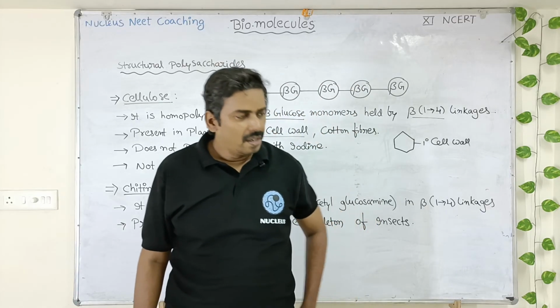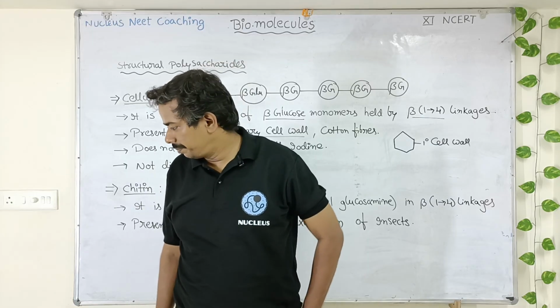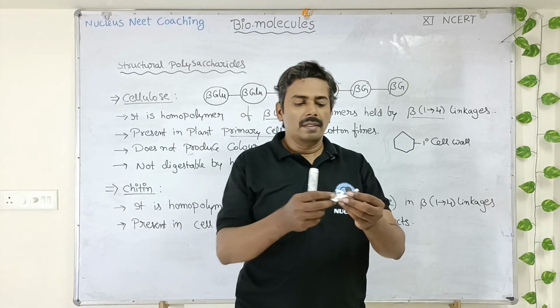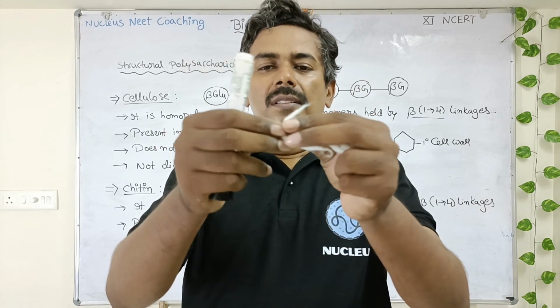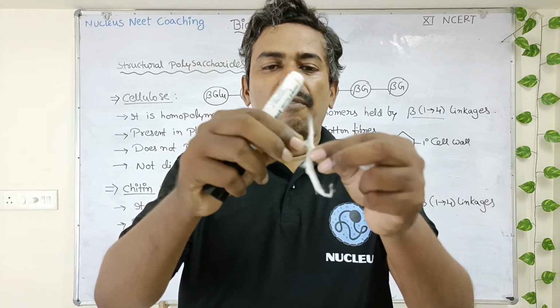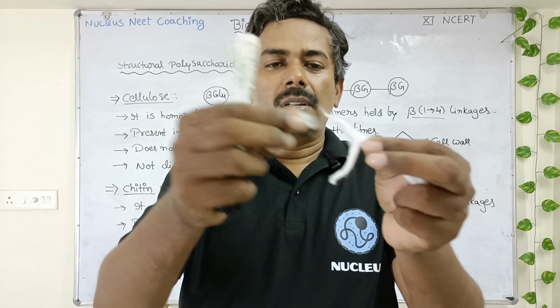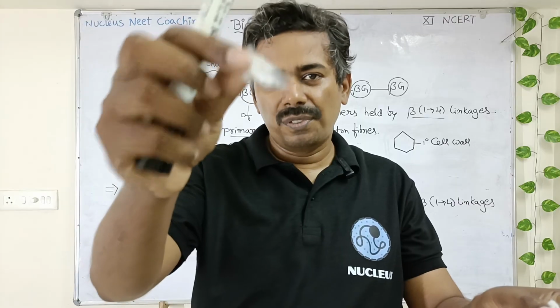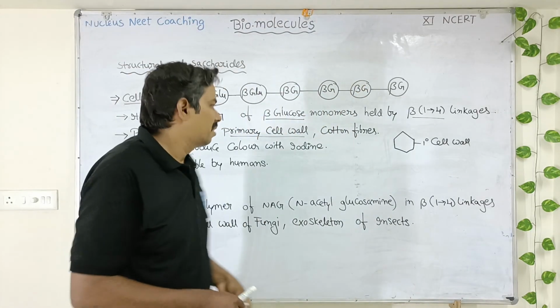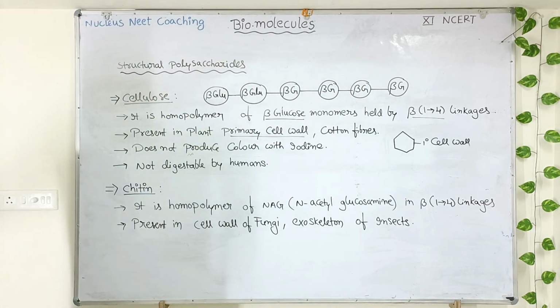Look here, students, I have brought some cotton for you. This is the cotton. If I pull the wick, I can extract cotton fibers. These cotton fibers contain the purest form of cellulose. Understood? So that is about cellulose.